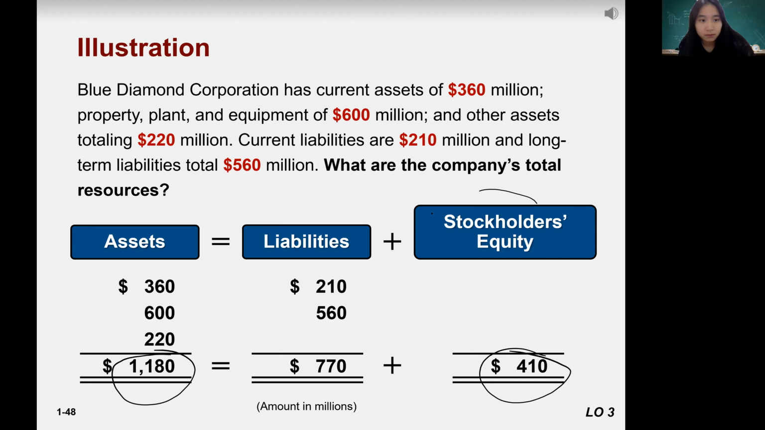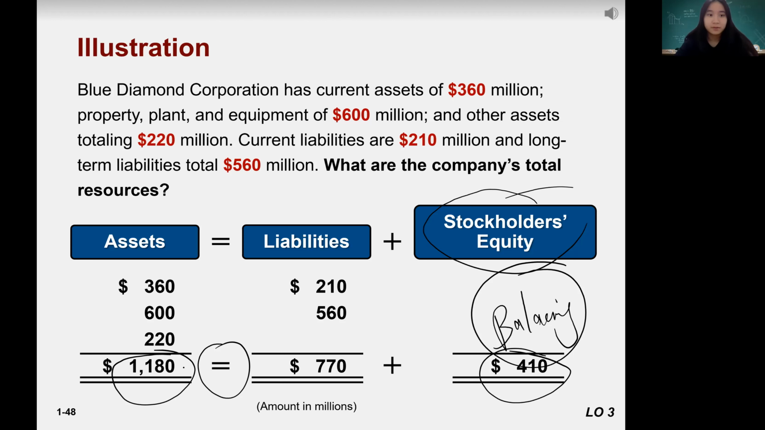So stockholder equity is a balancing figure. We find it out from balancing the equation, because this is the equation, it's a must figure. So the equation should be balanced, right?